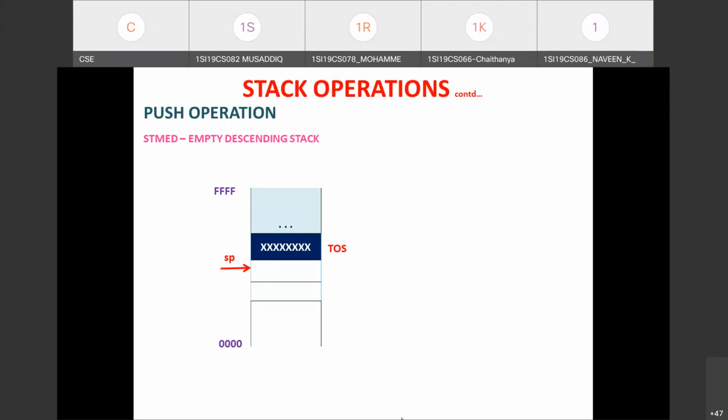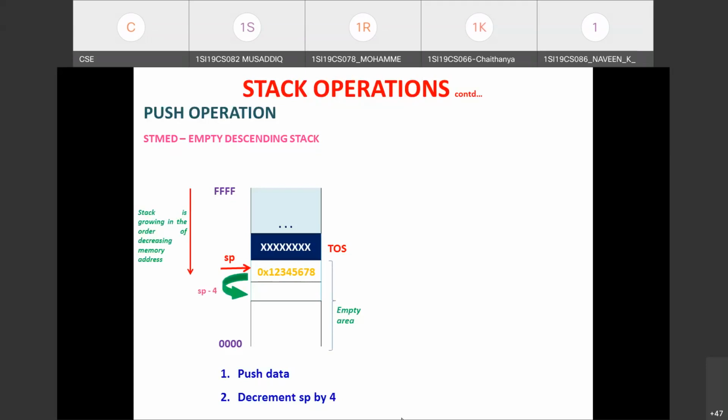You know that since it is an empty stack, I need to first perform the push operation. Correct? I need to first insert the data. After this, tell me whether I need to increment SP by 4 or decrement SP by 4. This is the push operation. Decrement. Yes, very good. Decrement. So decrement SP by 4 since it is a descending stack. Here, now coming to the pop operation, LDMED, empty descending.